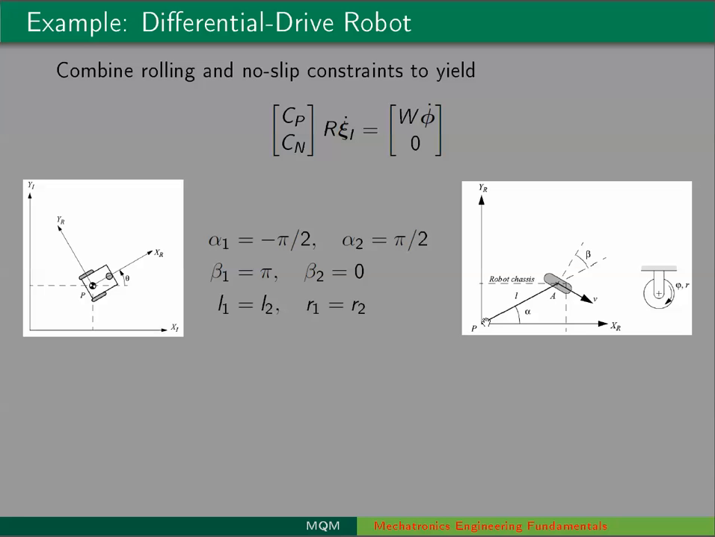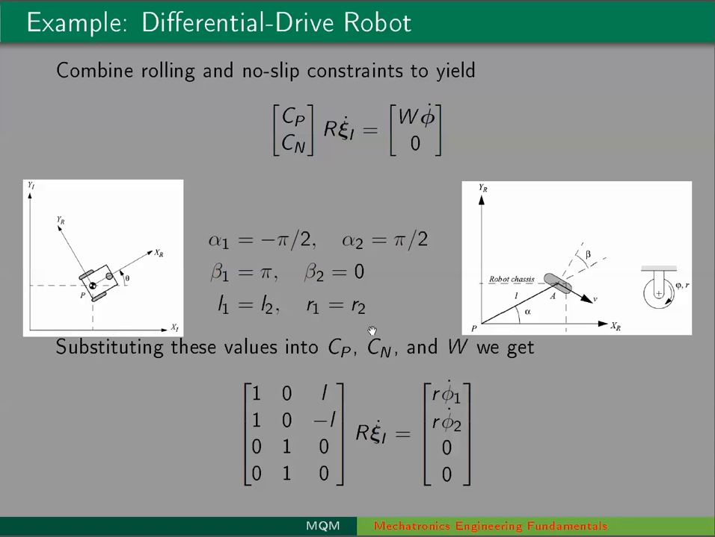And then both wheels are the same distance from the origin, so L1 is L2, we'll just call that L. And both wheels have the same radius, so R1 equals R2, we'll just call that R. If we take these values and substitute them into this equation, then we get this. So here are the two rows from the rolling constraint.